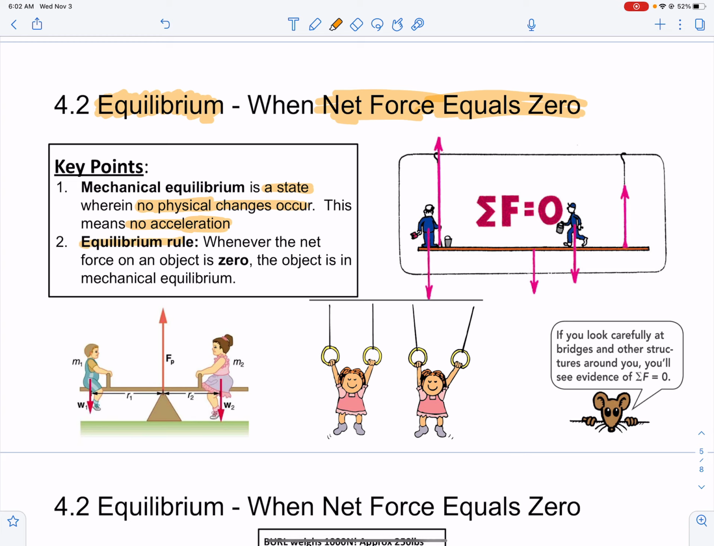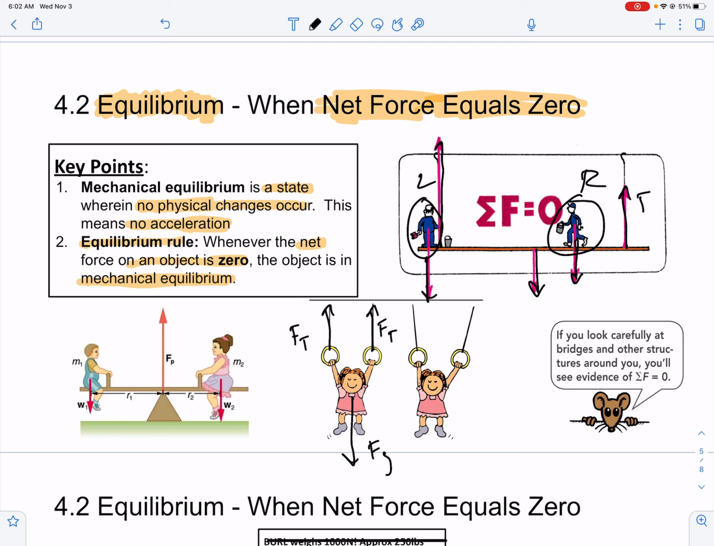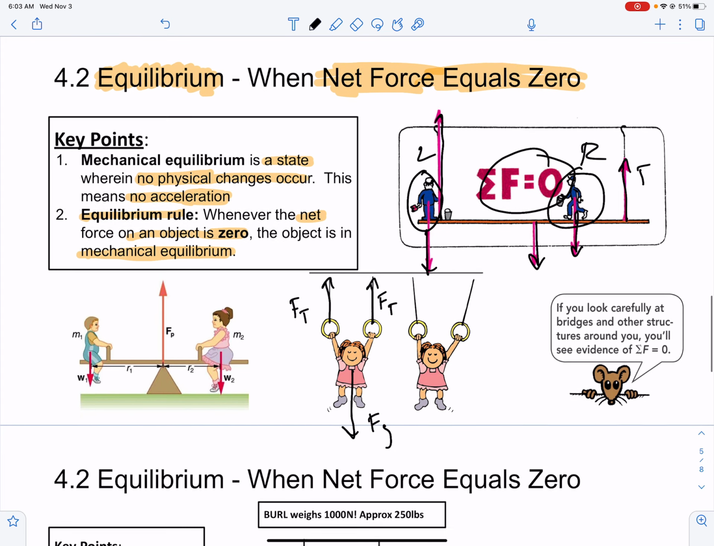Our equilibrium rule says that when the sum of the forces on an object is 0, the object is in mechanical equilibrium. Great. Here's a couple of examples. We have a little girl, Nellie. She's being held up by 2 ropes. Force of tension, and we have the force of gravity downwards. And those all add up to 0. Same thing here. We have our friend Burl and our friend Hewitt on the scaffold. We have a series of tensions upwards, and we have the weight of the scaffold, weight of Hewitt, weight of Burl downwards. And those all add up to 0, and we're in equilibrium. Our scaffold's not going to start accelerating downwards.